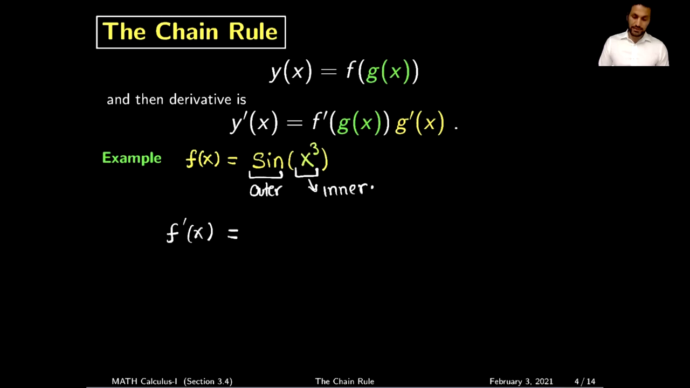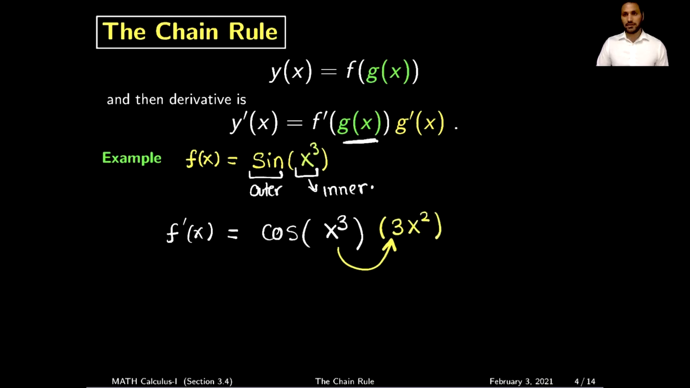First we will calculate the derivative of the outer function. The derivative of sine x is cosine x, and then we will evaluate this derivative at the inner function, which is x to the power 3. And to finish this problem, we will calculate the derivative of the inner function and put it outside. So this will be 3x square, which is the derivative of x to the power 3. So we can write this solution a little bit more organized.